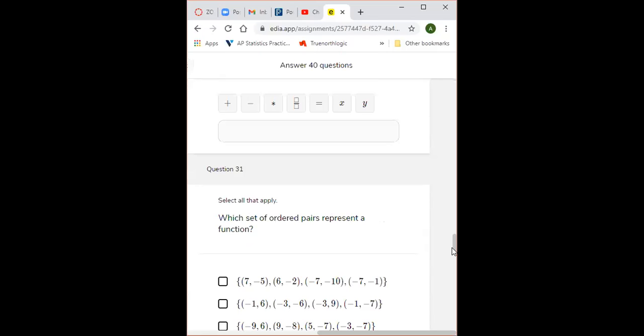So then remember, you want no repeat x's. No repeat x's. And it has to pass the vertical line test.